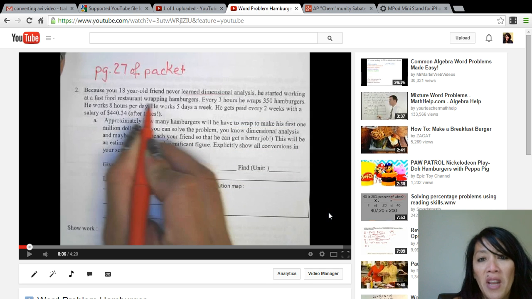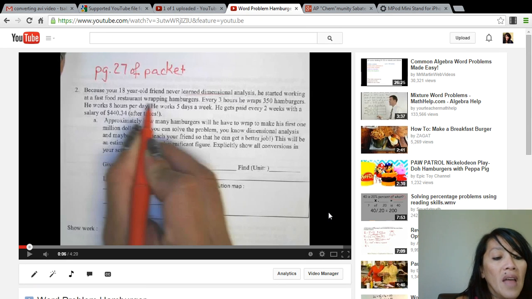Hi, I am here today to help you solve word problems using conversion factors. We're going to start by reading the problem and identifying the given, the units to find, and the relationships or equality statements. As we read the problem, I'm going to click on play.